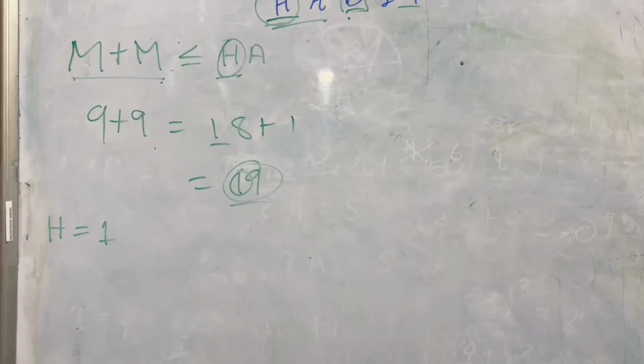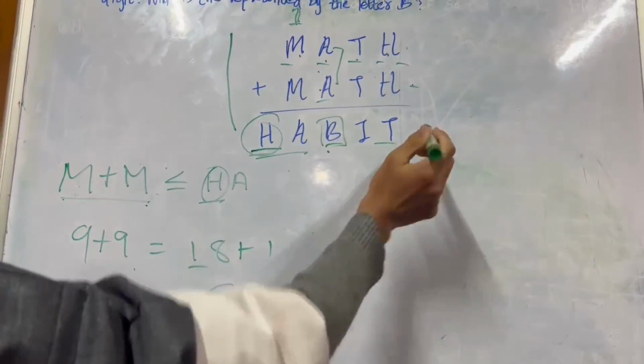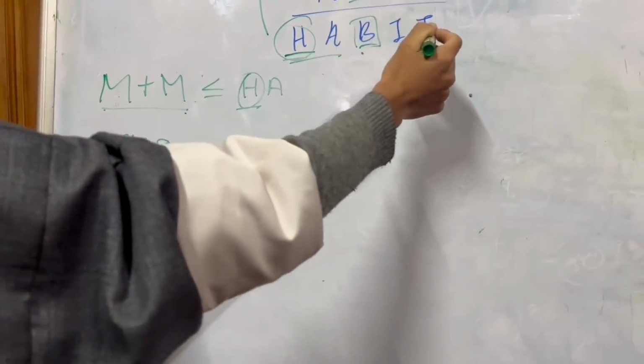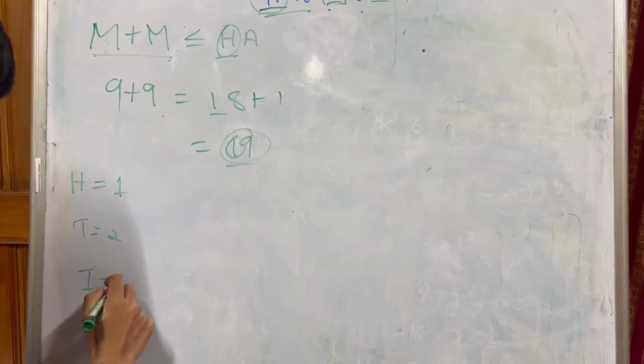When h is equal to 1, we can see here that h plus h is t, so t will be equal to 2. Similarly, t plus t is equal to I, so I is equal to 4.